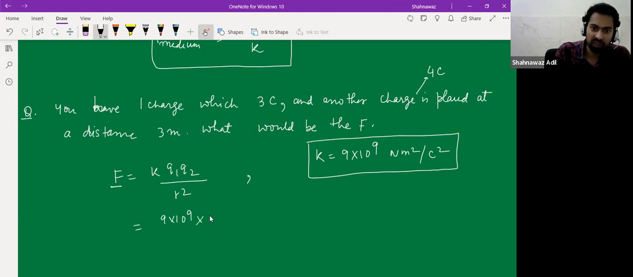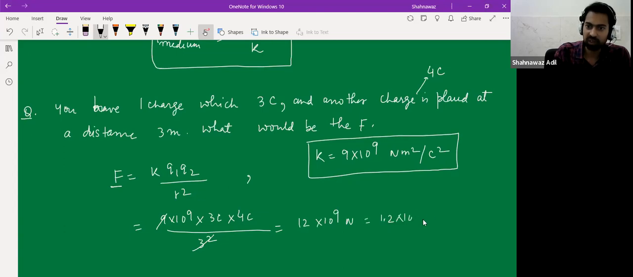So you have K, which is 9 into 10 to the power 9. Q1 is how much? 3 coulomb. And the second charge is how much? 4 coulomb, by 3 square, right? 3 square is 9, so 9 cancels. You have 4 threes are 12 into 10 to the power 9 Newton, which is what? 1.2 into 10 to the power 10. Right, so this is the force. Okay.